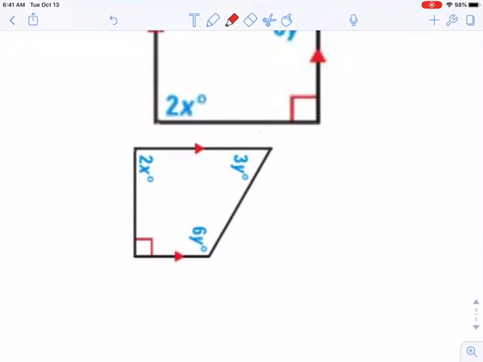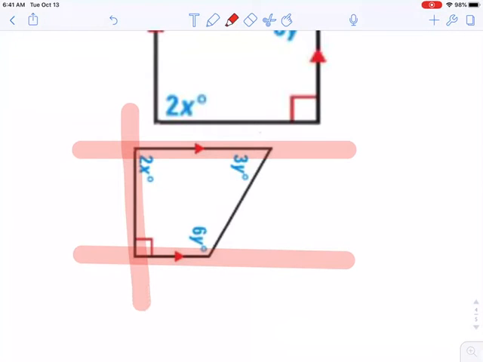Because look at this. Some neat stuff. If I emphasize these parallel lines, it just looks a little bit more traditional. All I did was rotate it. That's what we're talking about in the next unit, rotations. But let's just focus on this stuff over here.